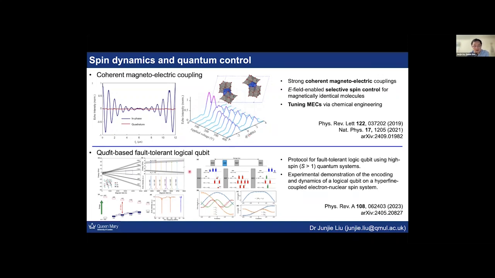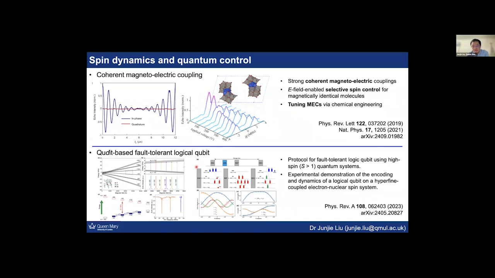The second topic is that we're also looking at spin systems with spin bigger than 1/2. We call them qudits rather than qubits. This type of high-dimensional system gives a high-dimensional Hilbert space, allowing us to implement a fault-tolerant logical qubit, which can be used for quantum error correction in a hardware-efficient way.